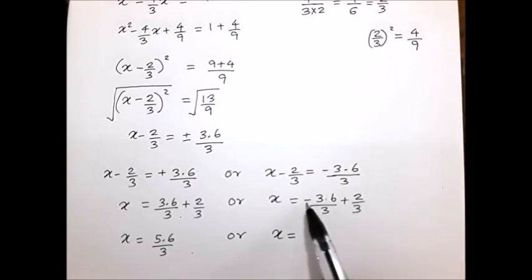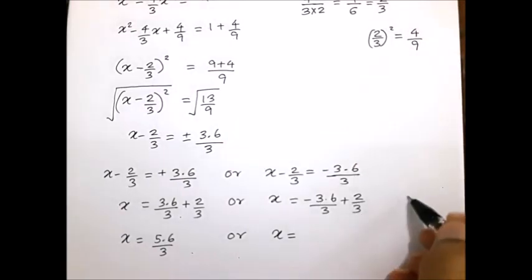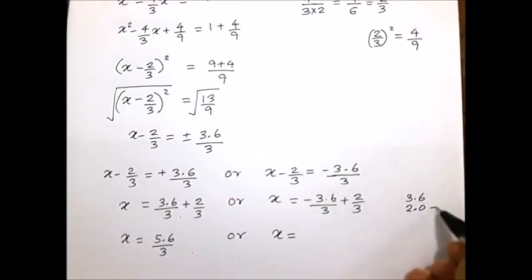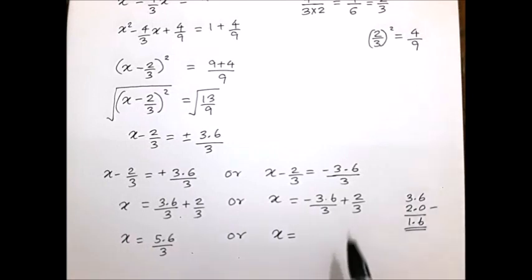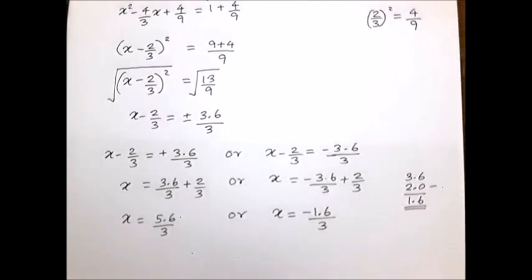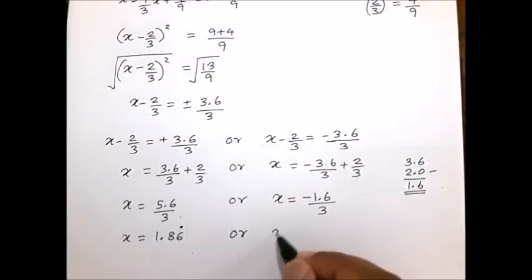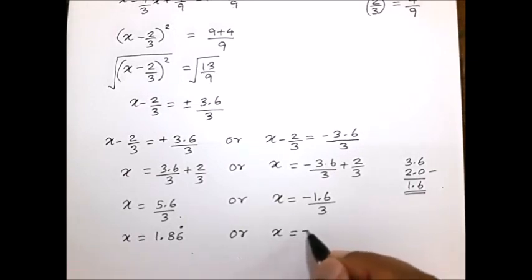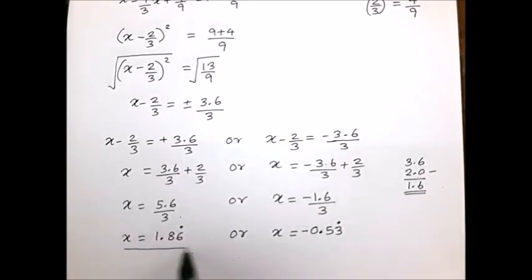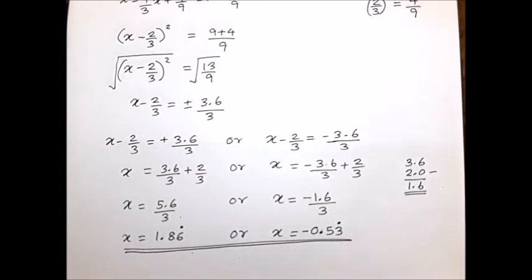here different signs. This one minus and this one plus. 3.6 minus 2, it is 1.6. The sign of the larger one is minus, so minus 1.6 divided by 3. When you divide these, the answers are recurring decimals. So you have to write it as 1.86 recurring. Here number 6 is repeating. Then divide this one by 3. It is 0.53. Here 3 recurring. This is the solution for the above quadratic equation.